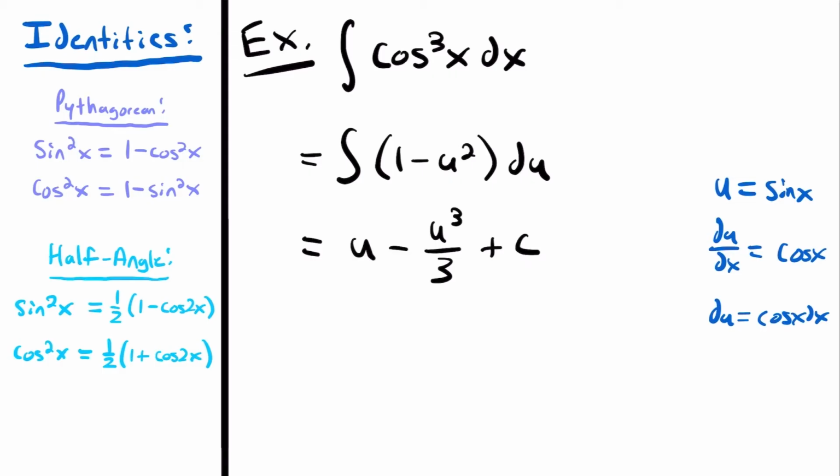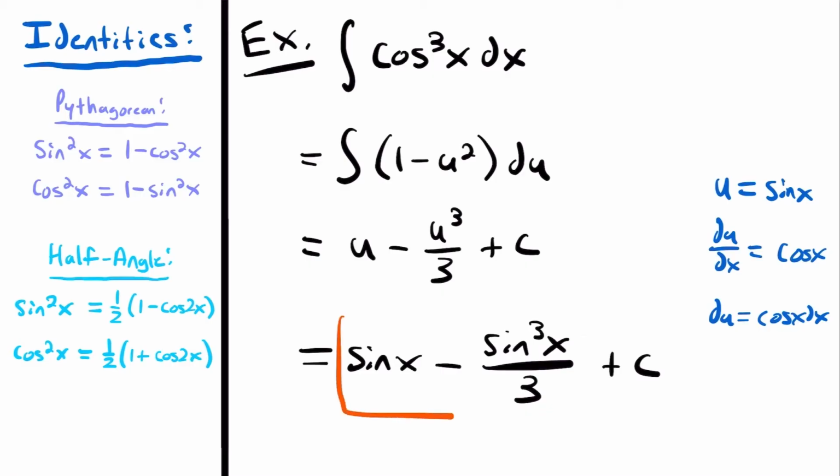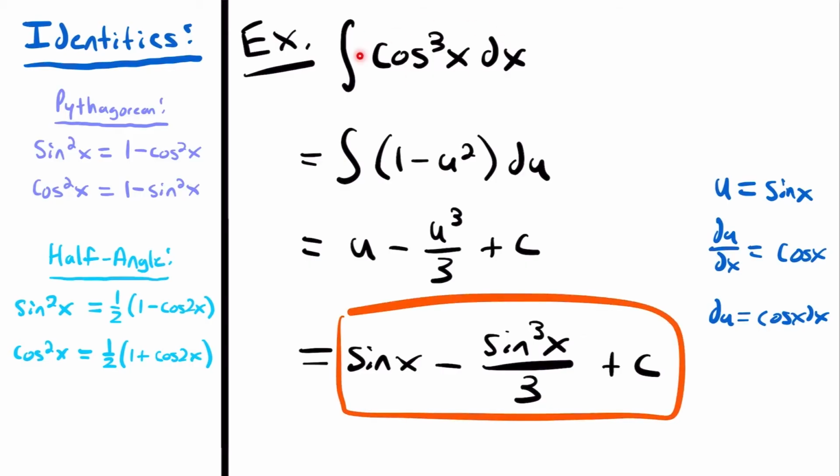And then all we have to do now to finalize our answer is replace u with what we set it equal to, which is sine x. And so our final answer is that this is equal to sine x minus sine cubed x divided by 3 plus c. And that is the solution to this trig integral.